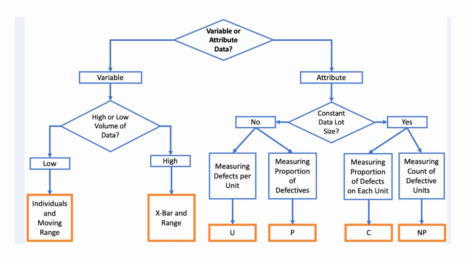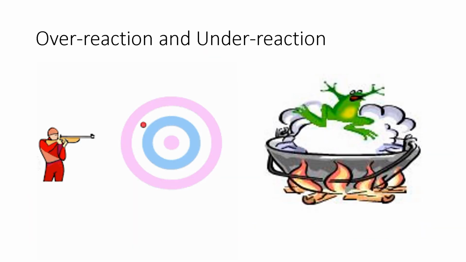We will now analyze different SPC charts for variables and attributes. There are two extremes to avoid. Overreaction, adjusting after every output, makes the process worse. Dispersion is increased. Underreaction is just as bad. A slow process degradation passes undetected until it is too late.